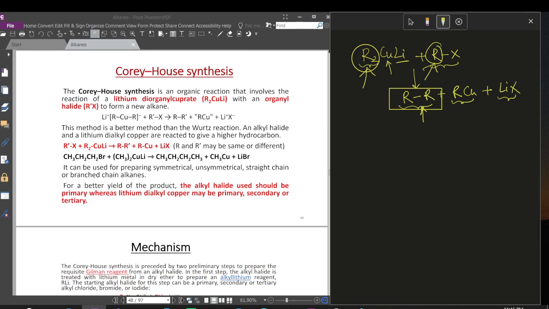Before this, first of all we have to prepare the R2CuLi, that means lithium diorganyl cuprate. This is called the Gilman reagent. So we have to prepare this first of all, then with this reagent we add the alkyl halide. By this we can prepare the alkane that we want.